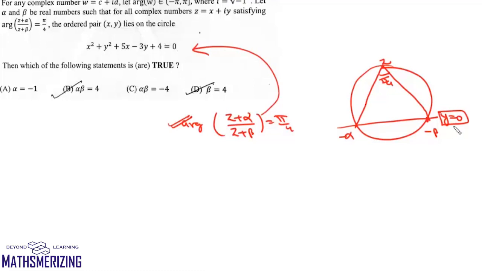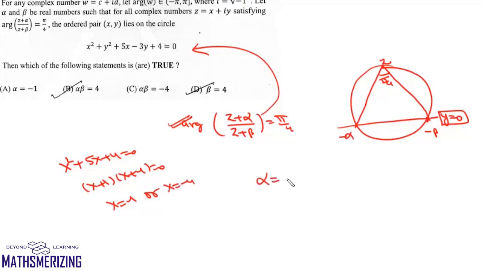Since alpha and beta are real numbers, that means this line is the y equals 0 line, and this equation is represented by this curve. So if we have to find alpha and beta, we just need to find the point of intersection of the x-axis with this circle. So if we put y as 0, we get x square plus 5x plus 4 equals 0. So we get (x plus 1)(x plus 4) equals 0. So the value of x is minus 1 or minus 4. That means the value of alpha is either 1 or 4, and the value of beta is either 4 or 1. So the correct options are alpha into beta will be 4 and beta can be 4. So the correct options are B and D.